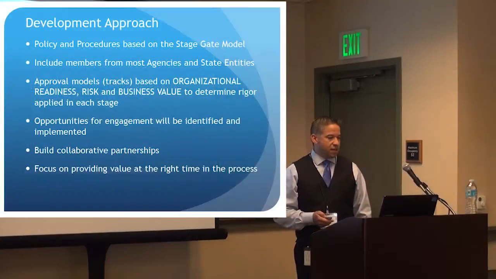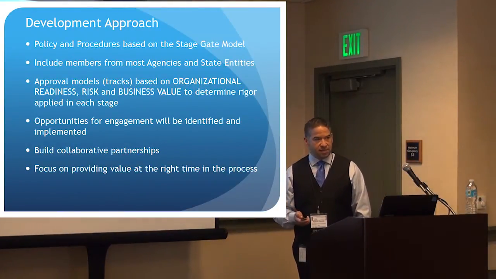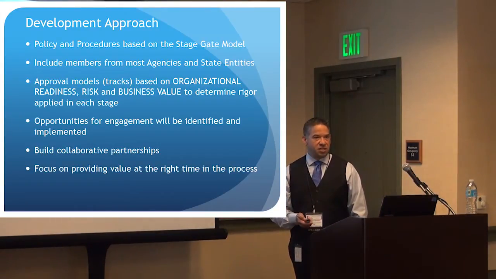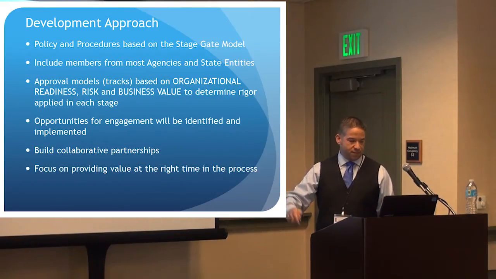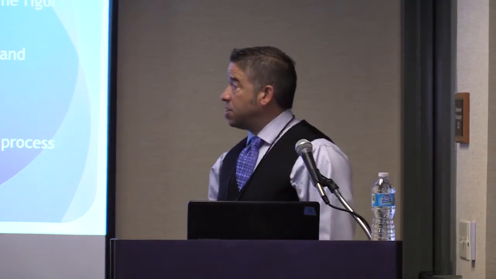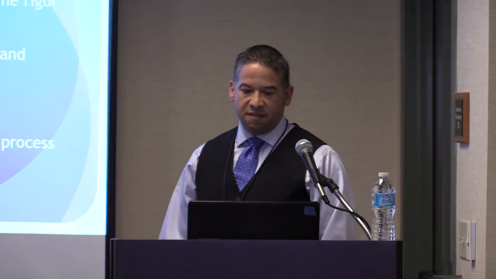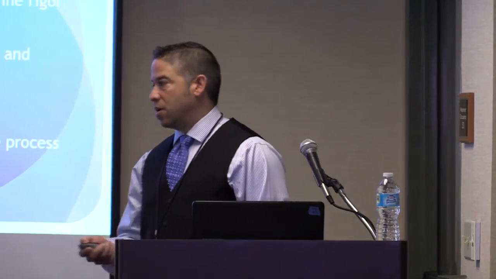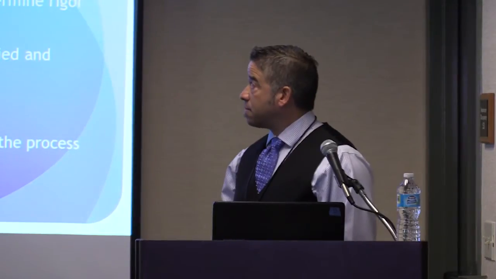And so what we're going to do is take a look at things and create approval models that are going to be based upon organizational readiness, right? Risk, what's the risk inherent to this particular initiative? And we're going to be taking a look at the business value for all of those initiatives as well to determine the rigor to be applied at each stage moving forward. I touched on the opportunities for engagement already, building collaborative relationships, and focusing on the value at the right time. So we're making sure that, again, we're focusing our attention where it's needed most and on those initiatives that need the most attention moving forward.